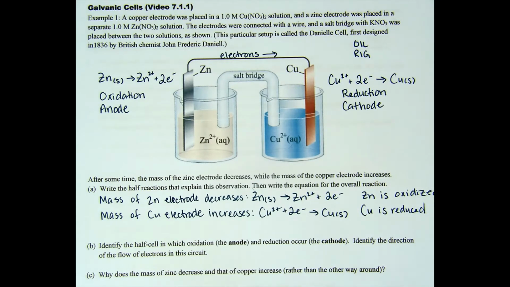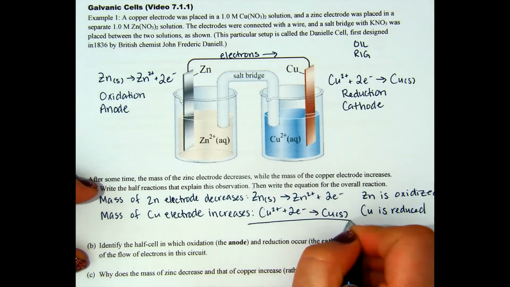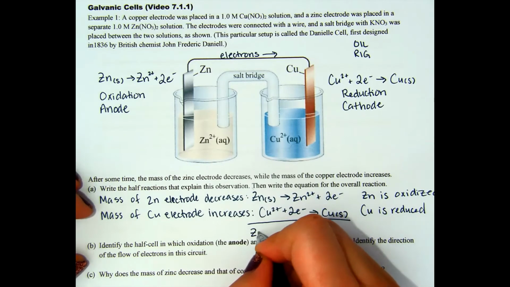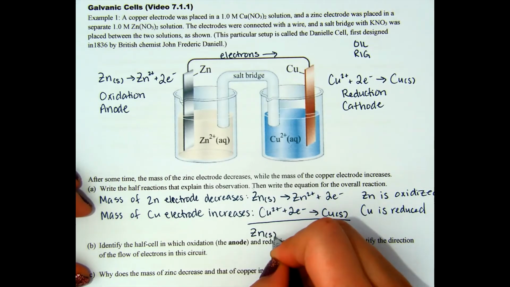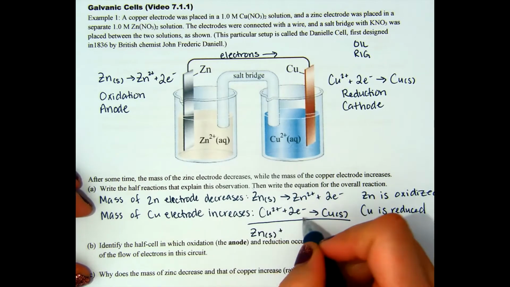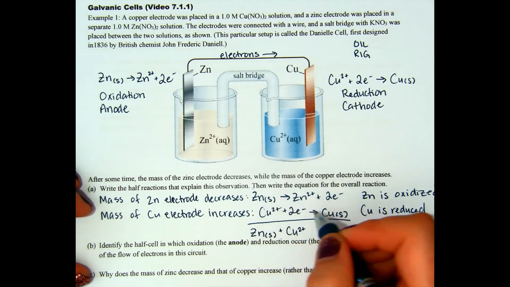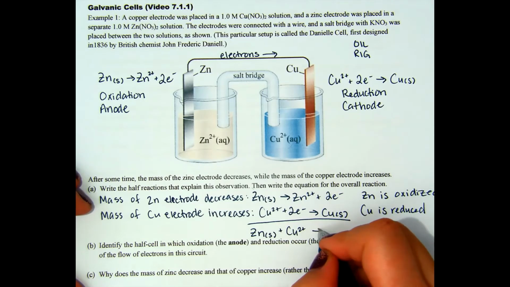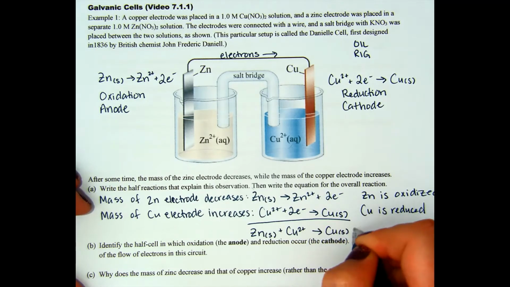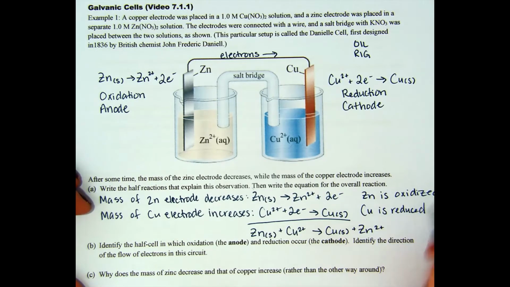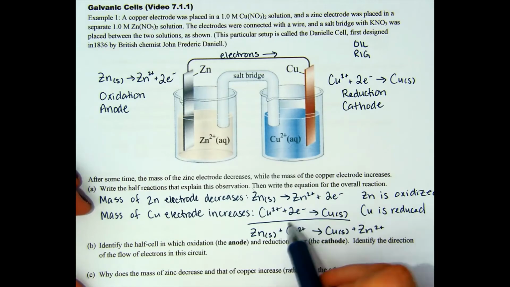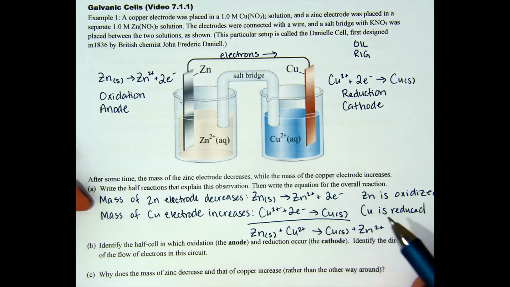Now, if we look at the overall reaction here, we can see that we have 2 electrons transferred. And so let's go ahead and write ourselves our overall reaction. So overall, zinc solid plus our copper 2+, it's going to yield solid copper plus zinc ions. And our electrons are going to cancel out because those have just been transferred, so they're the same on both sides.